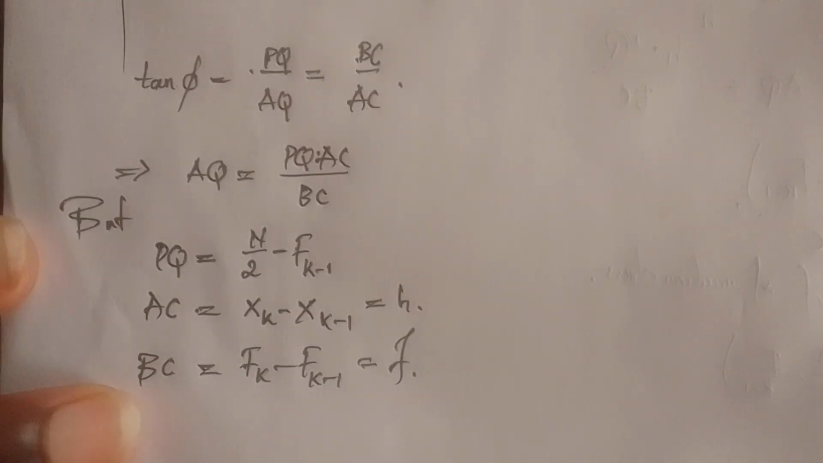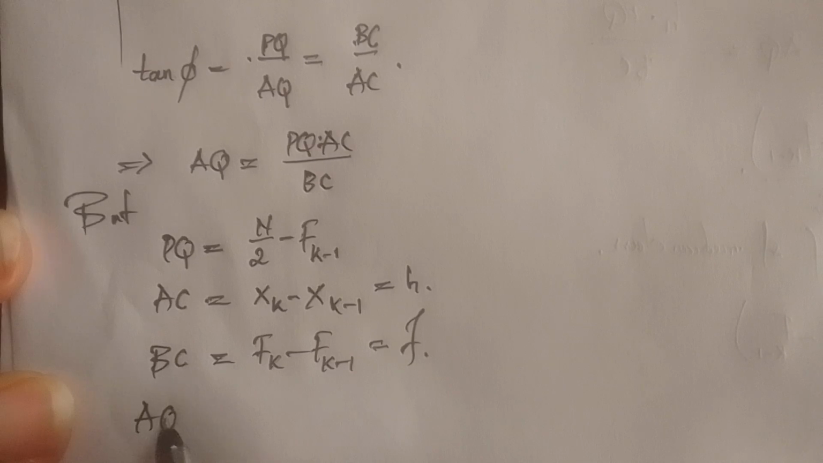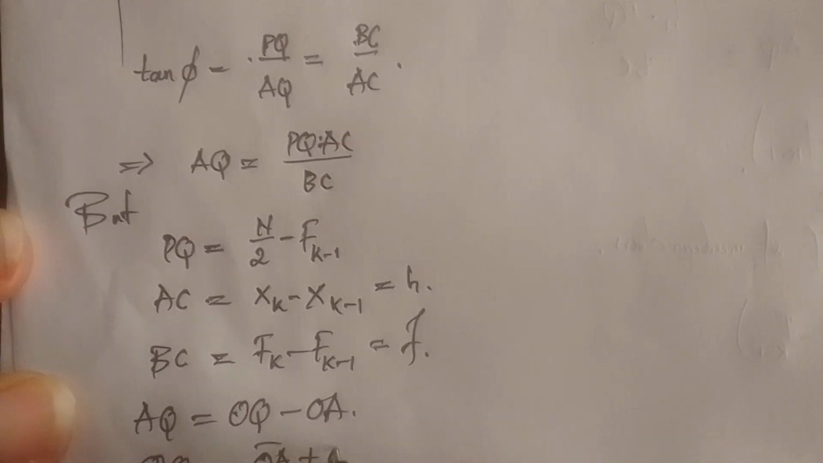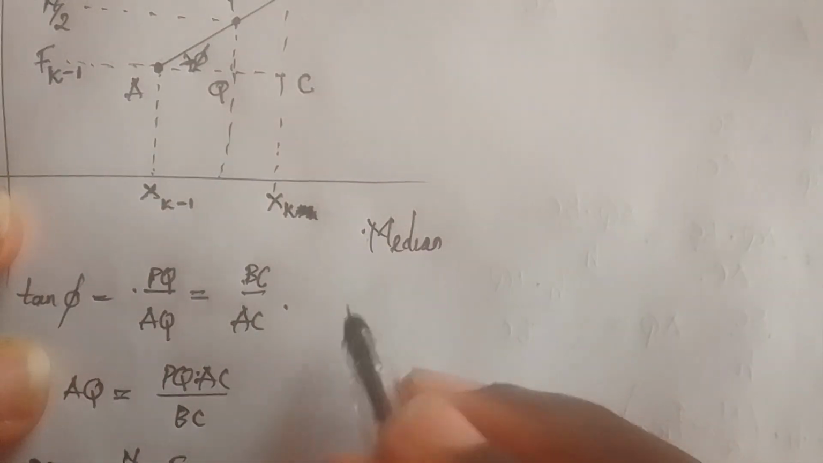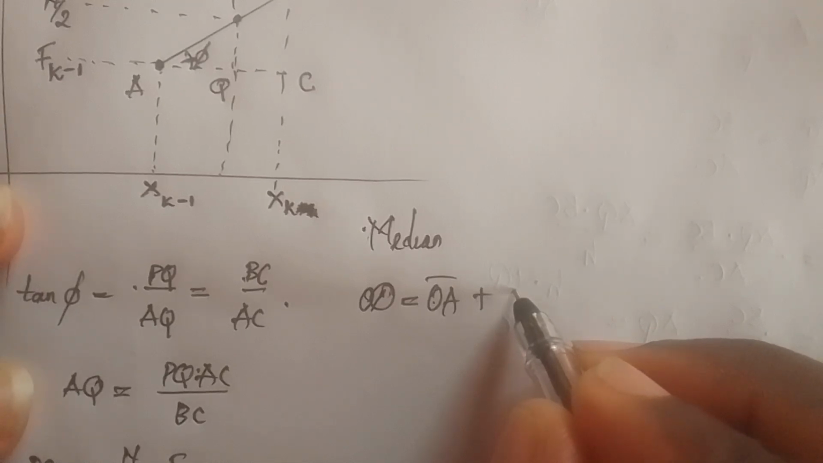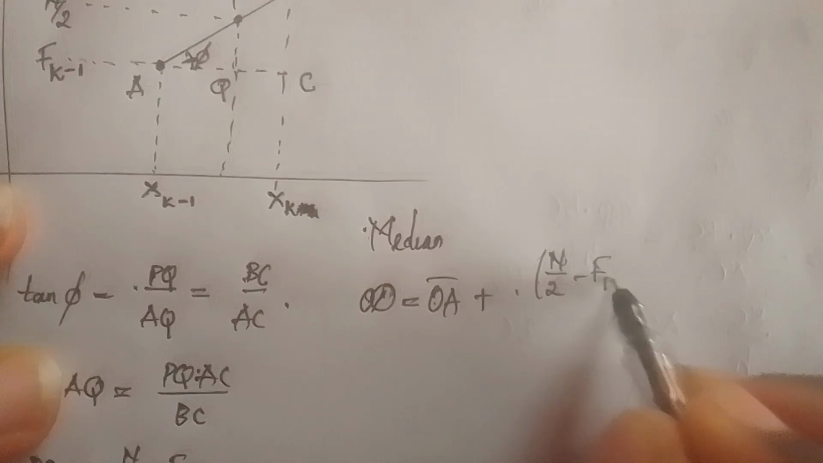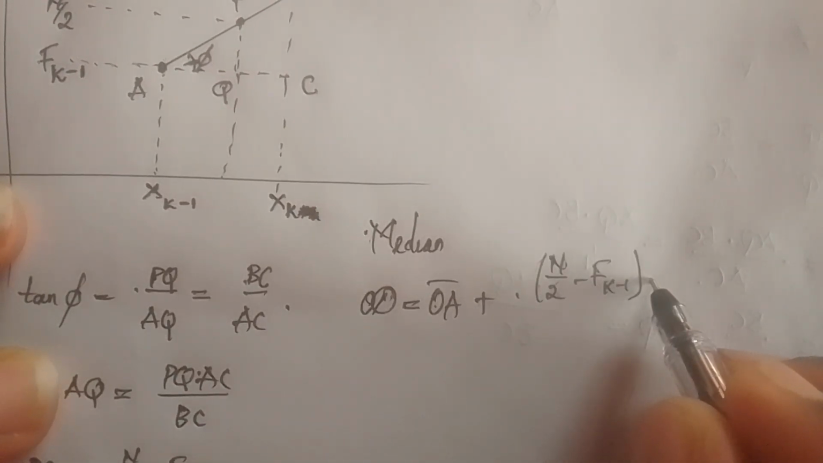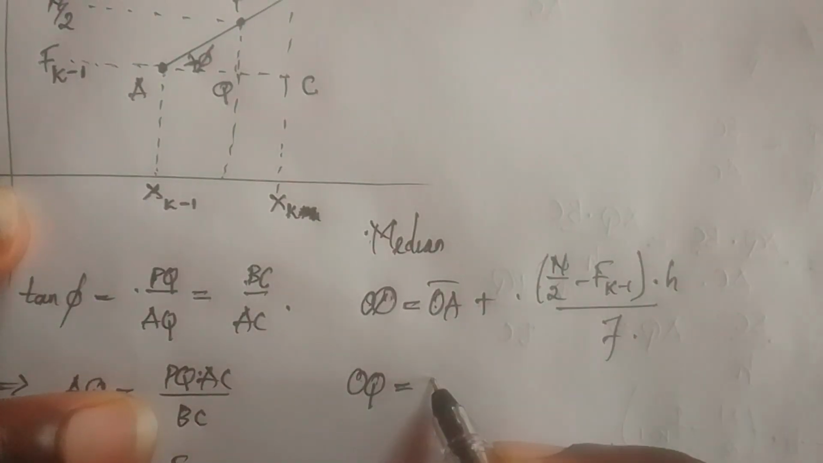and AQ itself equals OQ minus OA, such that OQ is equal to OA plus AQ. What does this imply? This implies the median, which is OQ, is going to be OA plus AQ, which is PQ, that's n over 2 minus f minus 1 times AC, which is h, all over BC, which is f. So we have OQ to be equal to OA.